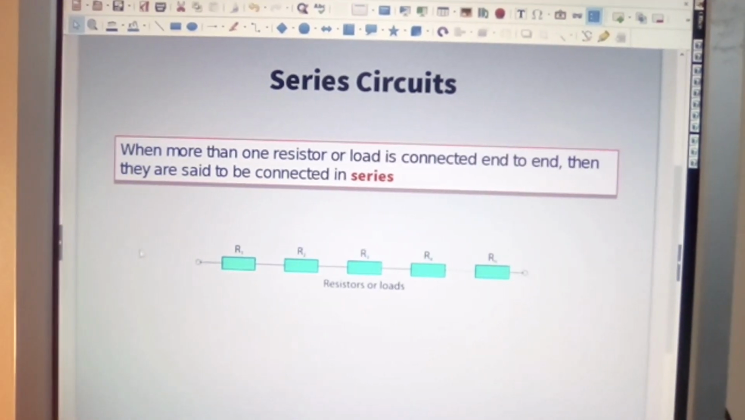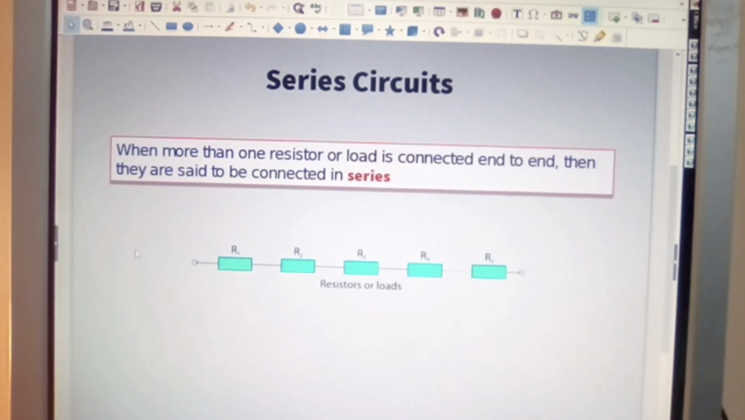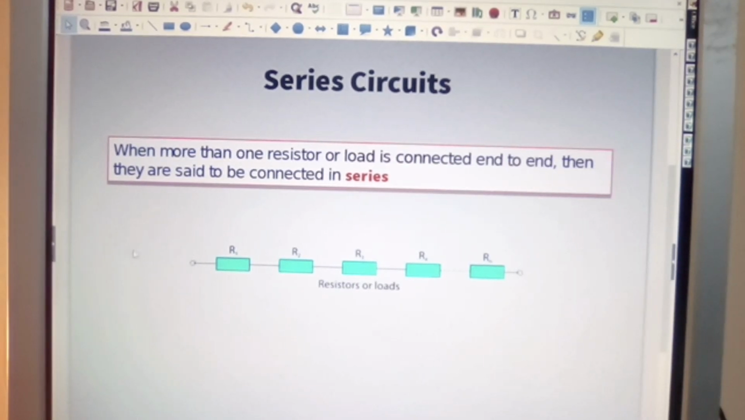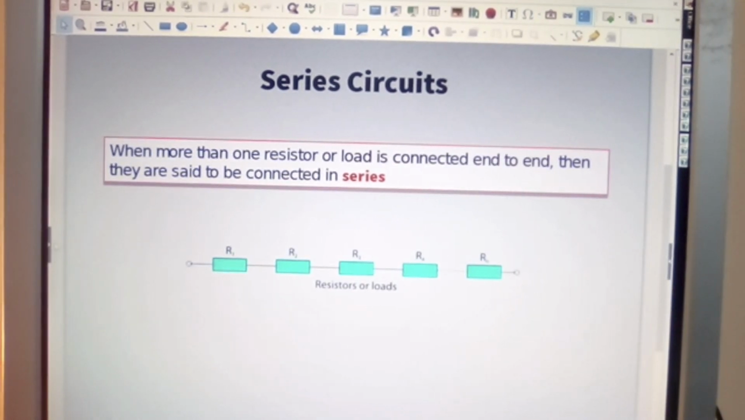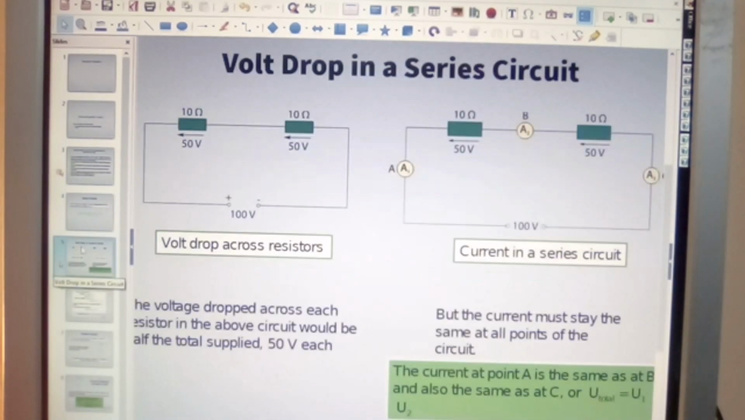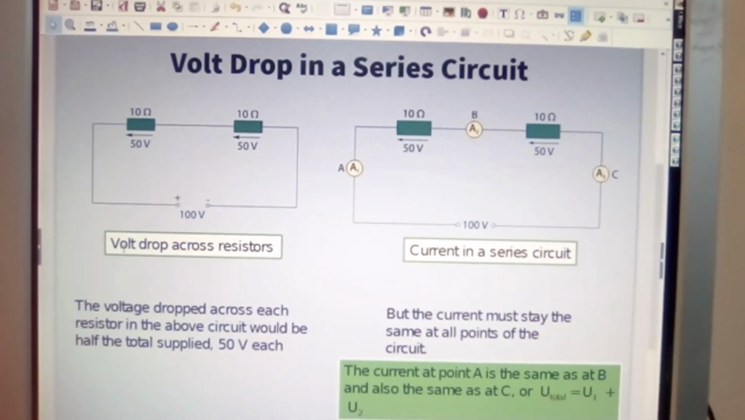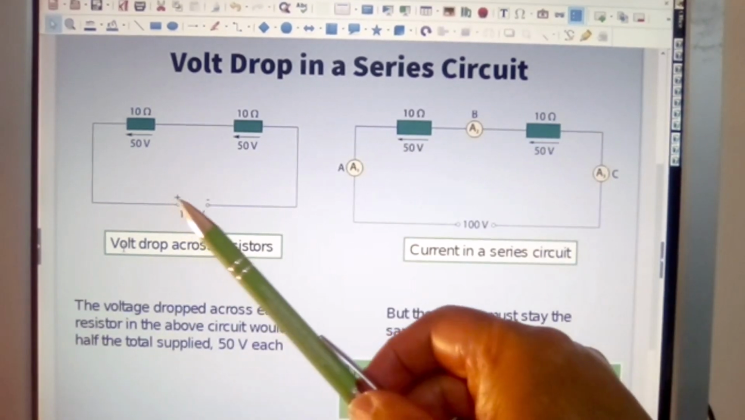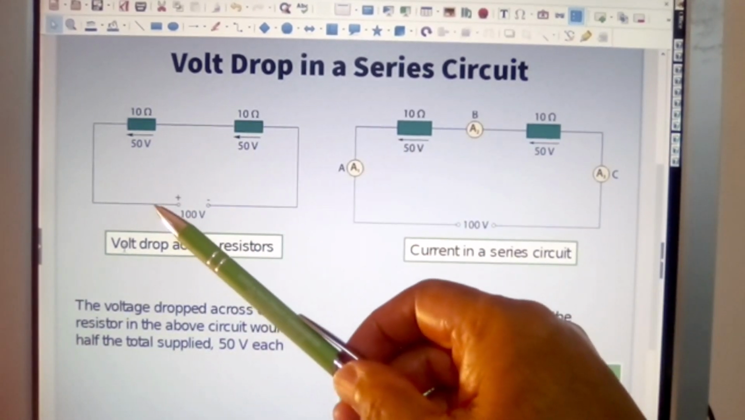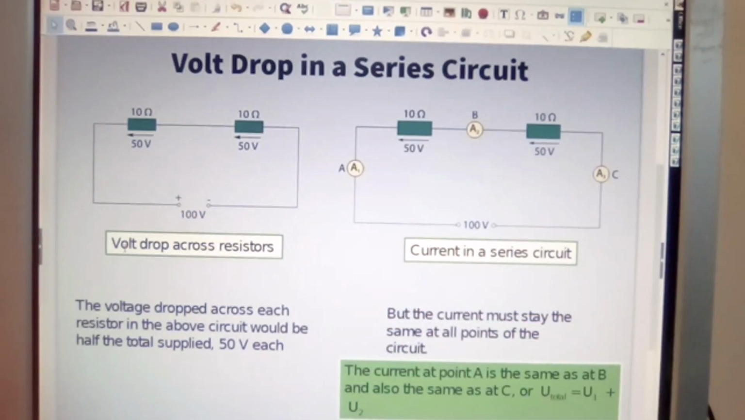And this is a series circuit. The current is the same in a series circuit, don't forget that. And here, again as I said, this is showing the flow of electrons rather than the conventional flow of current.